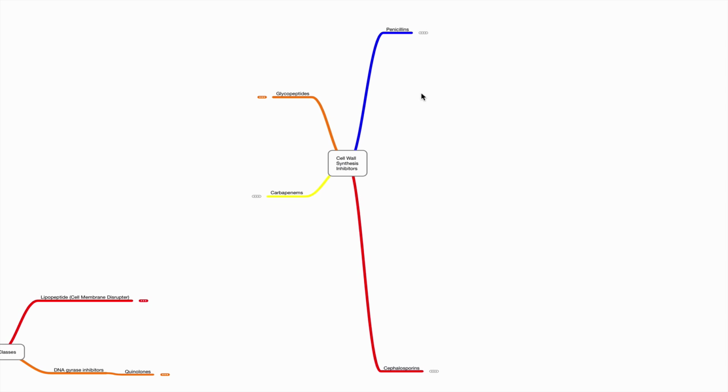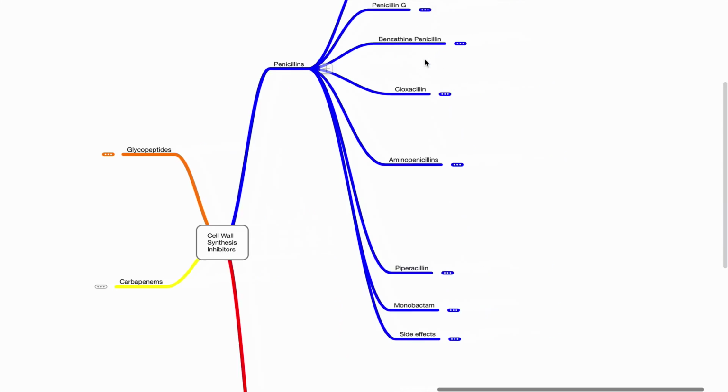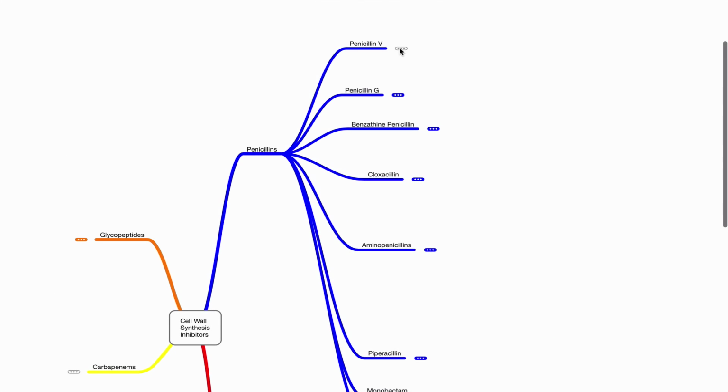Okay, so we'll start by talking about cell wall synthesis inhibitors. And the first drug or family we'll talk about is the Penicillin family. So to start, we have Penicillin V, and that covers gram-positive organisms. Mostly we use it for strep, so group A strep pharyngitis. Penicillin V is an oral medication.